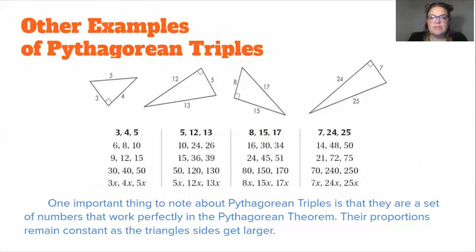Other examples of Pythagorean triples are these. They can be in proportions other than the set of 3, 4, 5. Take a minute to look over these different multiples and note any observations that you can make about them. One important thing to note about Pythagorean triples is that they are a set of numbers that work perfectly in the Pythagorean theorem. Their proportions remain constant as the triangle sides get larger.